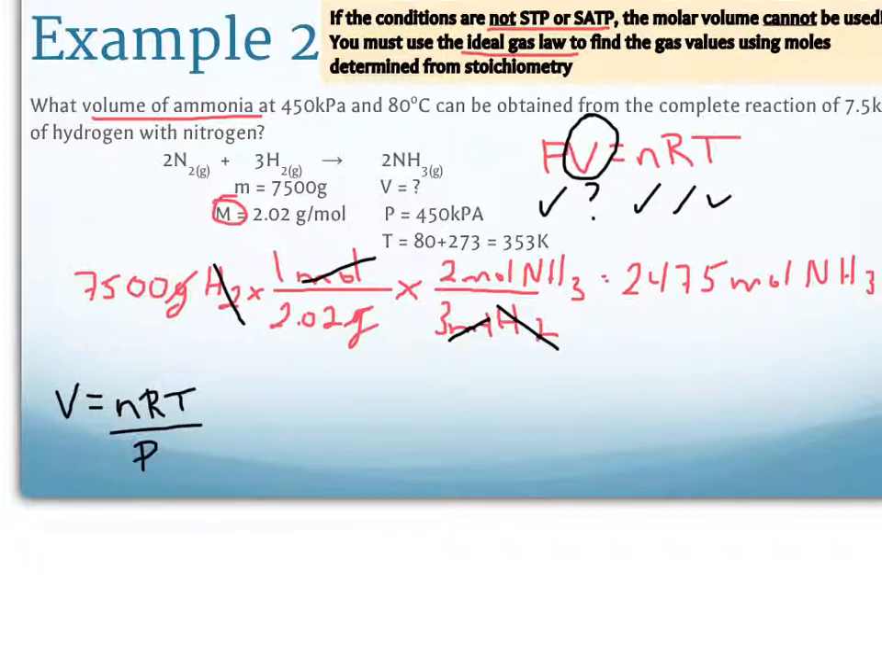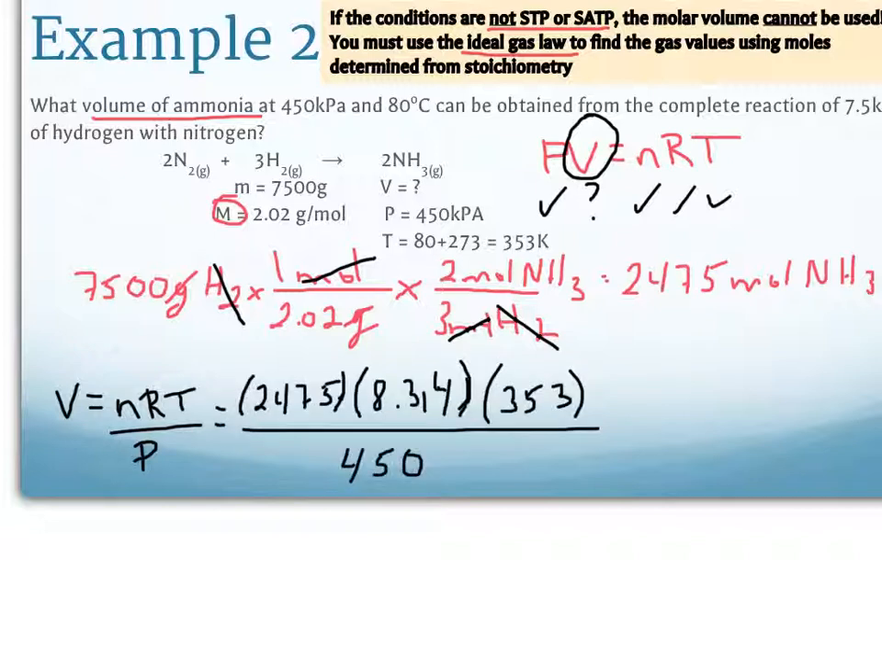Now I have to plug in all my variables. So I have here my moles, which is 2.475. I just calculated that. 8.314 is my R, and I'm using kPa because my pressure was in kPa. And then 253 is my temperature in Kelvin. We're always using Kelvin all the time when we're dealing with gases.